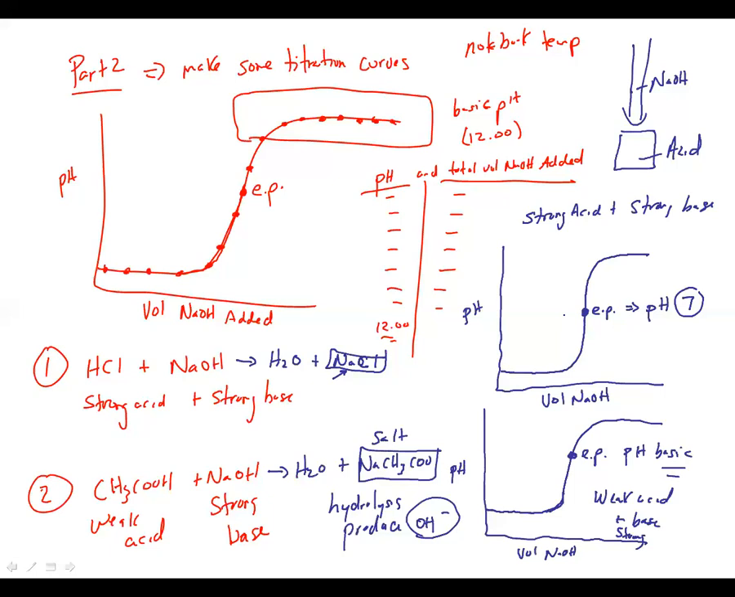Some of the questions they're going to ask you to do after you make these graphs, in the data analysis part, is to identify different points along these titrations. They might ask you at which point there is just salt left, which would obviously be at the equivalence point, or at which point there is excess sodium hydroxide. You're going to need to take the curve that you make and label them.